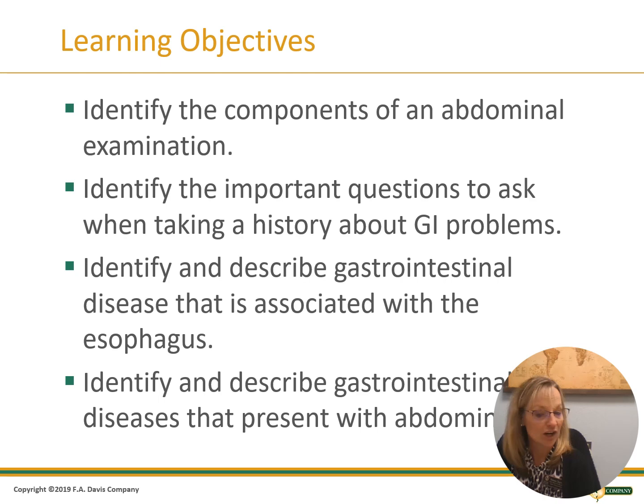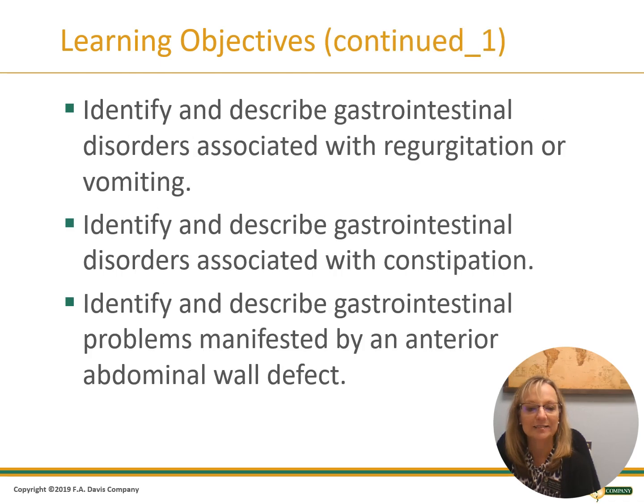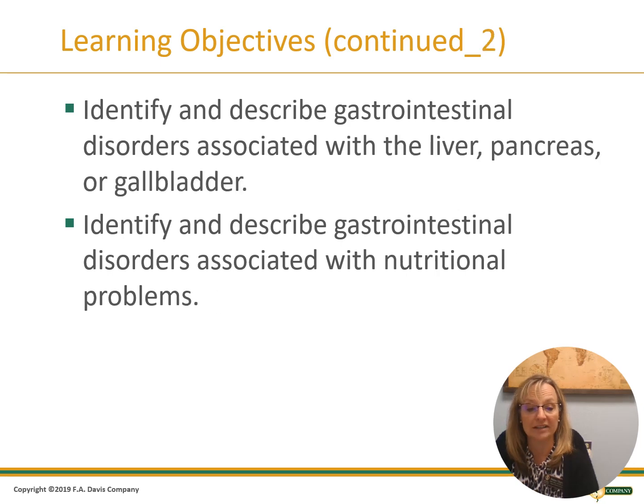We'll look at them in functional versus surgical versus infectious. And we're going to describe GI diseases that present with abdominal pain, GI disorders with regurgitation and vomiting, GI disorders associated with constipation, and GI problems manifested by abdominal wall defects. Lots and lots of GI issues on little ones, especially babies.